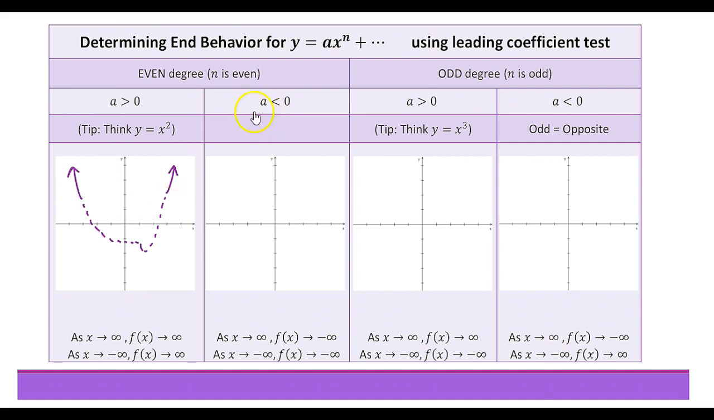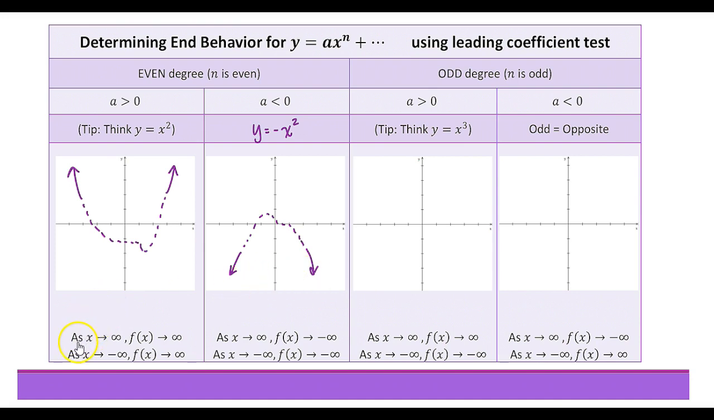Now if I have a negative leading coefficient, then I would think about instead y equals negative x squared. And a negative in front of a function reflects over the x-axis, so both sides would be pointing down in terms of end behavior. The left side points down and the right side points down. And again, we don't know what happens in the middle.